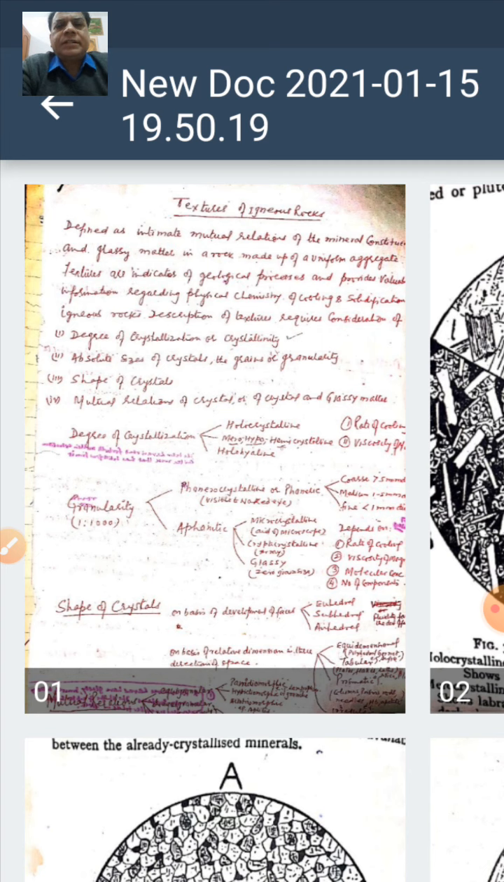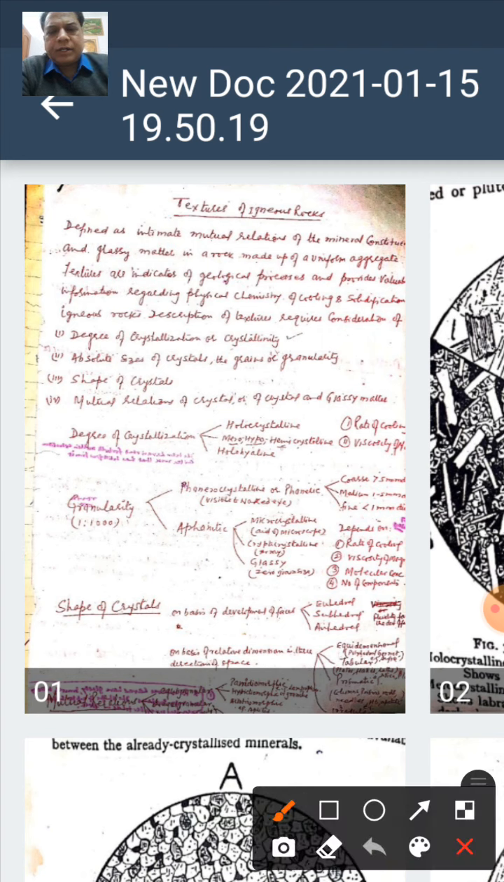And third, the shape of the crystals. And the fourth, the mutual relations of the crystals or the crystals and the glassy matter. An igneous rock may have all crystals, or it may have crystals and glassy matter. So these are the four headings under which we can study the textures of igneous rocks.